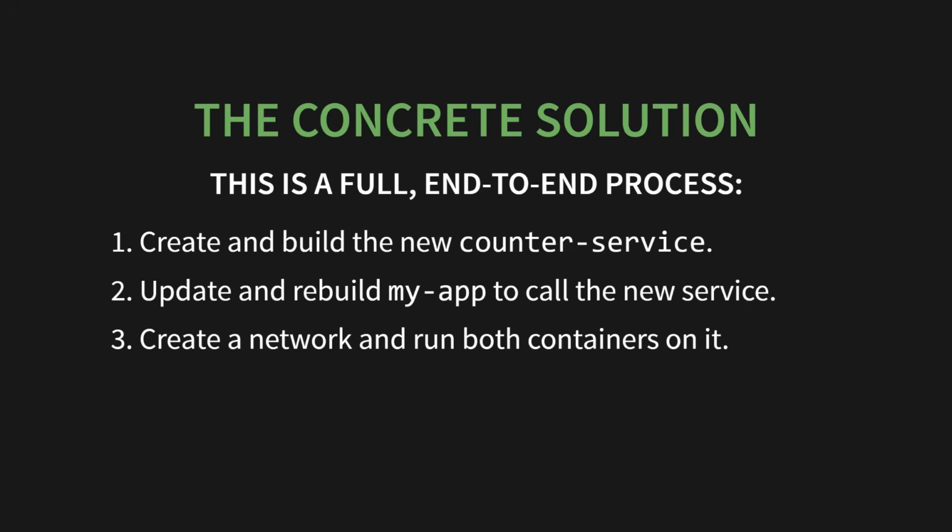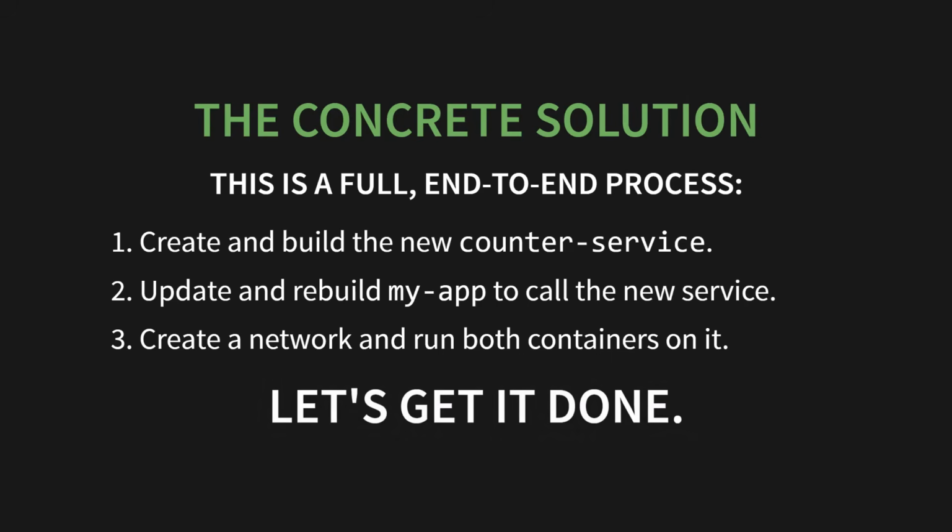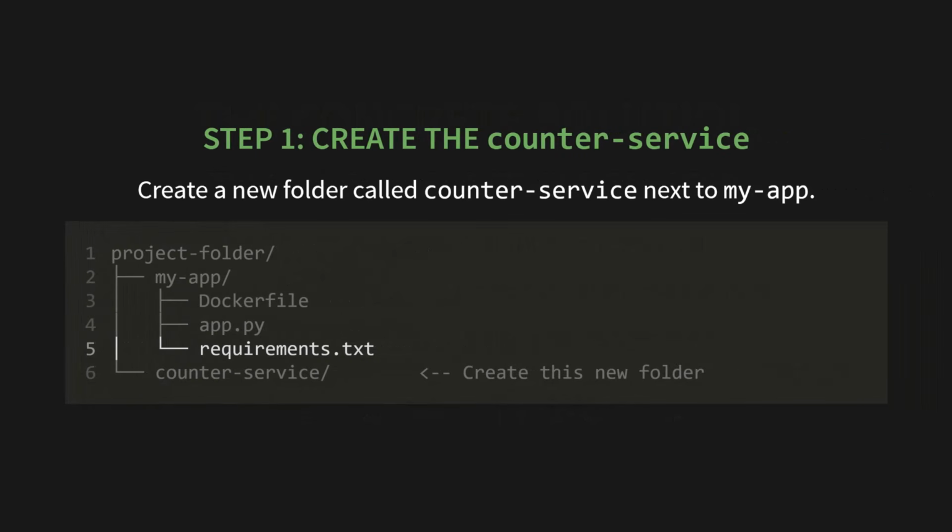First, we'll create and build the new counter service. Second, we'll update and rebuild my app to call that new service. And third, we'll create a network and run both containers on it. Let's get it done. Step 1.